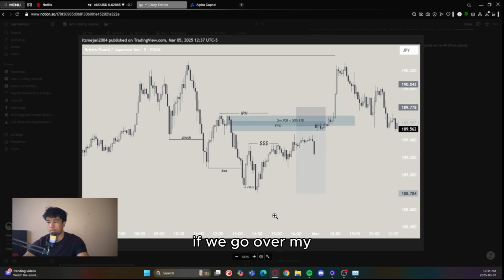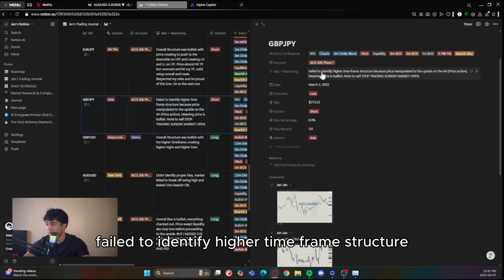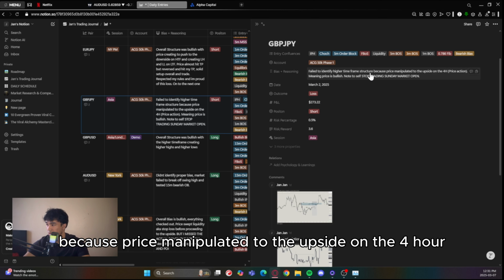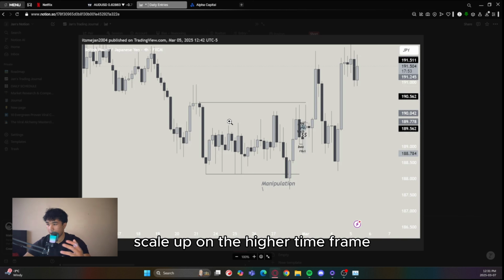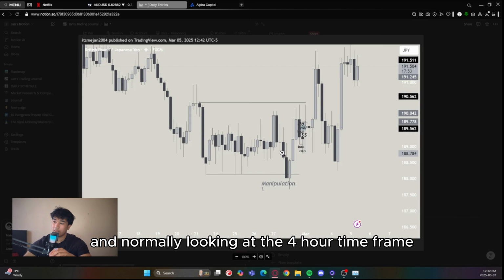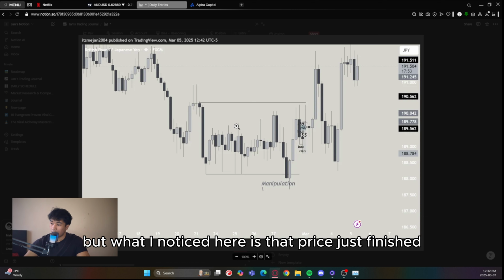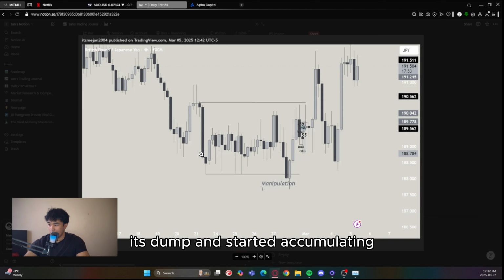If we go over my journal here and look at what happened, I failed to identify higher time frame structure because price manipulated to the upside on the 4-hour. This was the 4-hour time frame, and normally looking at the 4-hour time frame, I do a little bit of price action sometimes, but it's not my main thing. But what I noticed here is that price just finished its dump and started accumulating liquidity, right?